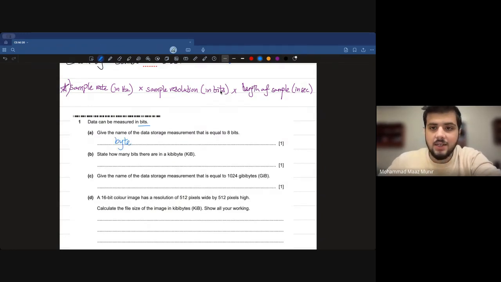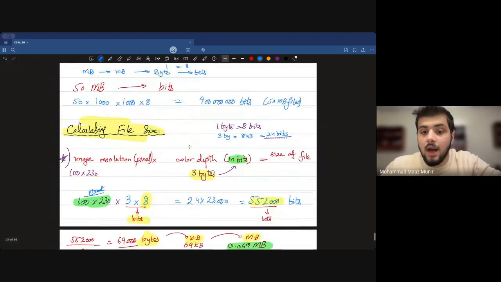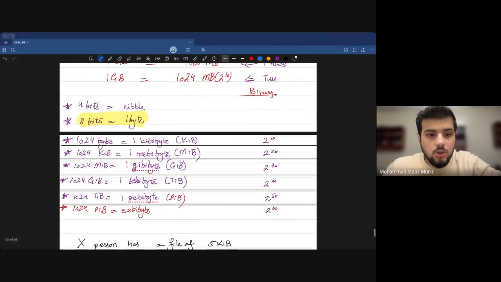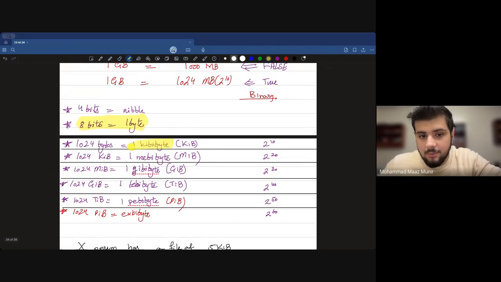Then it says, in terms of a kibibyte, how many bits are there? So yes, you are correct. The answer to this is, you need to tell that if I have a kibibyte, how many bits are there? So we first need to figure out how many bits are there in one kibibyte, right? You look up here, and it's written that 1 kibibyte has 1024 bytes. But because the question is saying that you need to give us the answer in bits, not in bytes, we need to further convert this 1024 bytes into bits too.